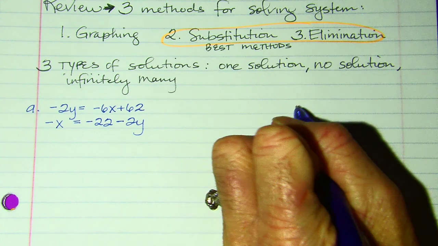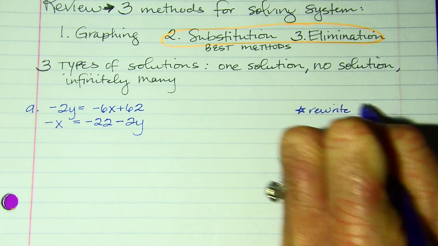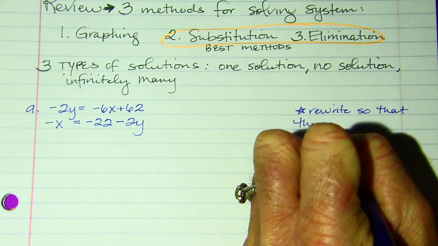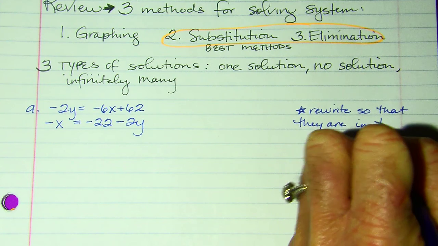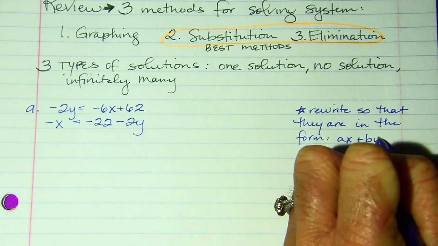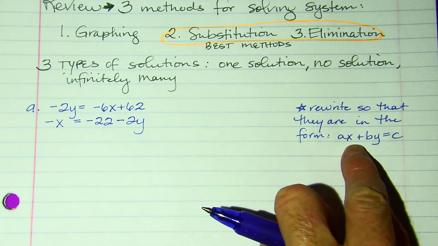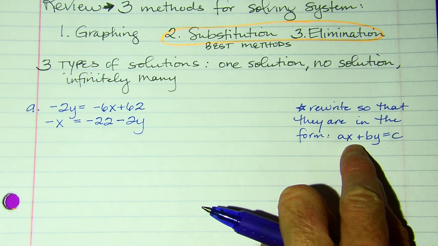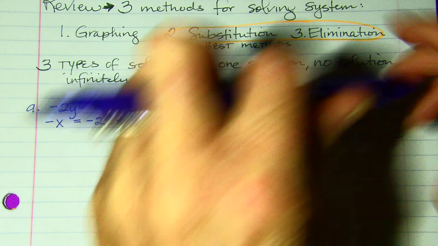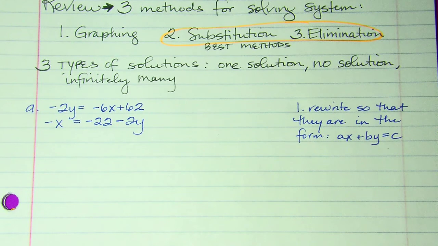So, step one, the first thing I'm going to do is rewrite so that they are in the form ax plus by equals c. I think the book calls that standard form, but it's when your letters, your variables, are together on the left, and the constant is on the right. So that is the first thing I'm going to do, and maybe I'll just label that with step one.